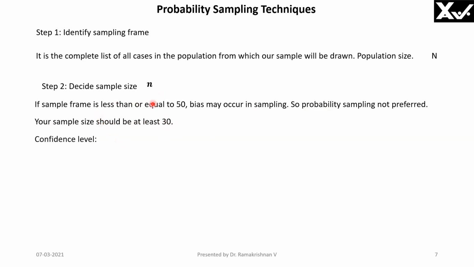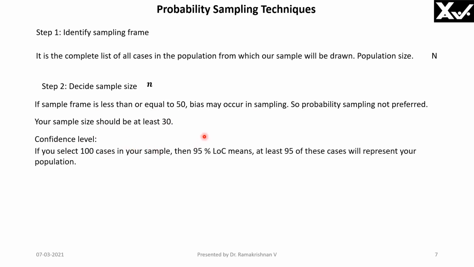So we should know the population size here first. Then we'll have to fix the confidence level. Suppose we fix a 95% confidence level. What does it mean? If I select 100 cases in my sample, then a 95% level of confidence means at least 95 of these cases will represent the population parameter.